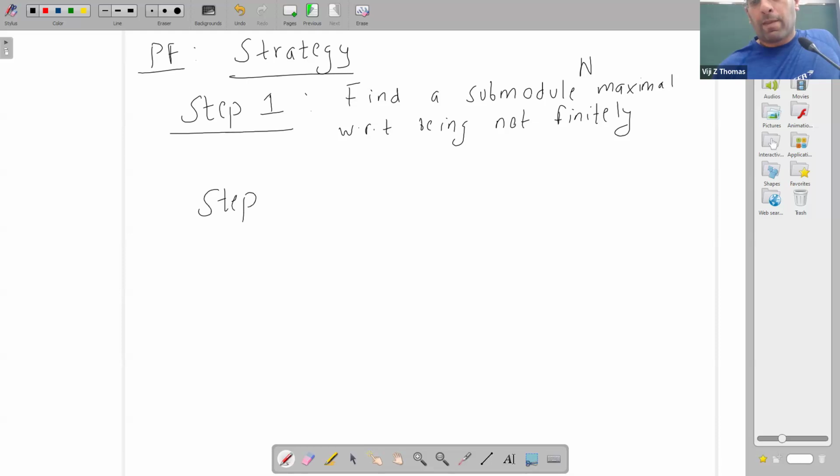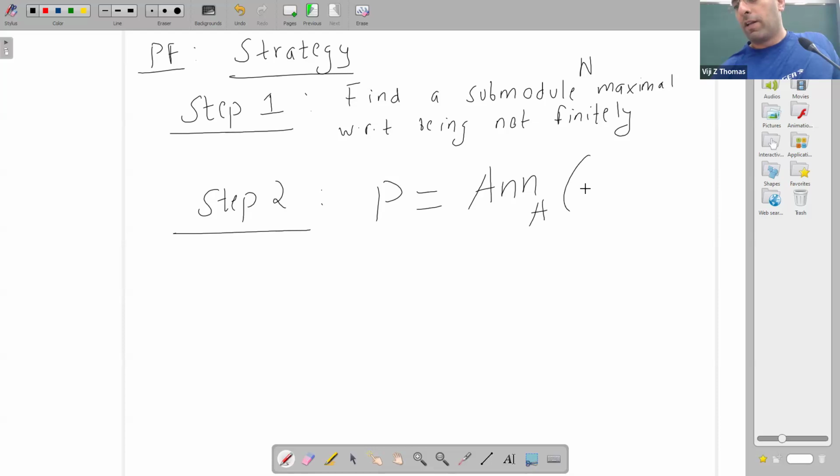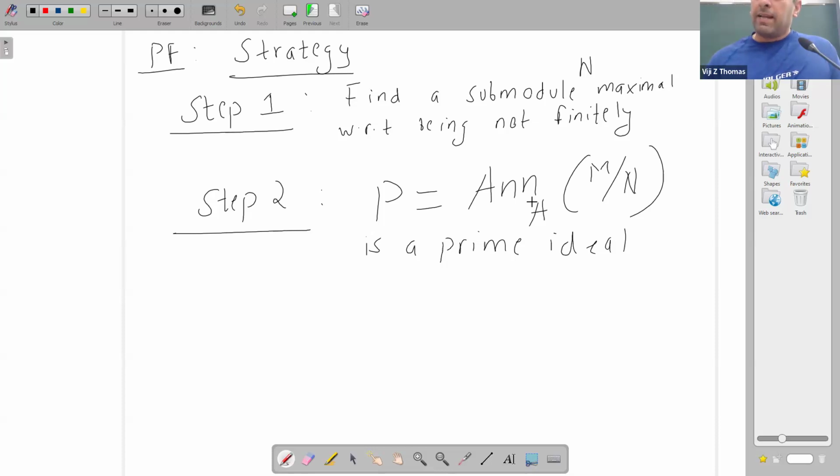Step two will be: we take the annihilator of the module M by N. This is an ideal and we'll claim that this ideal is a prime ideal. The annihilator is the set of all elements in the ring A which kill the module M by N. So in particular here, P kills M by N. This is precisely saying that PM is contained in N. So this is the second step.